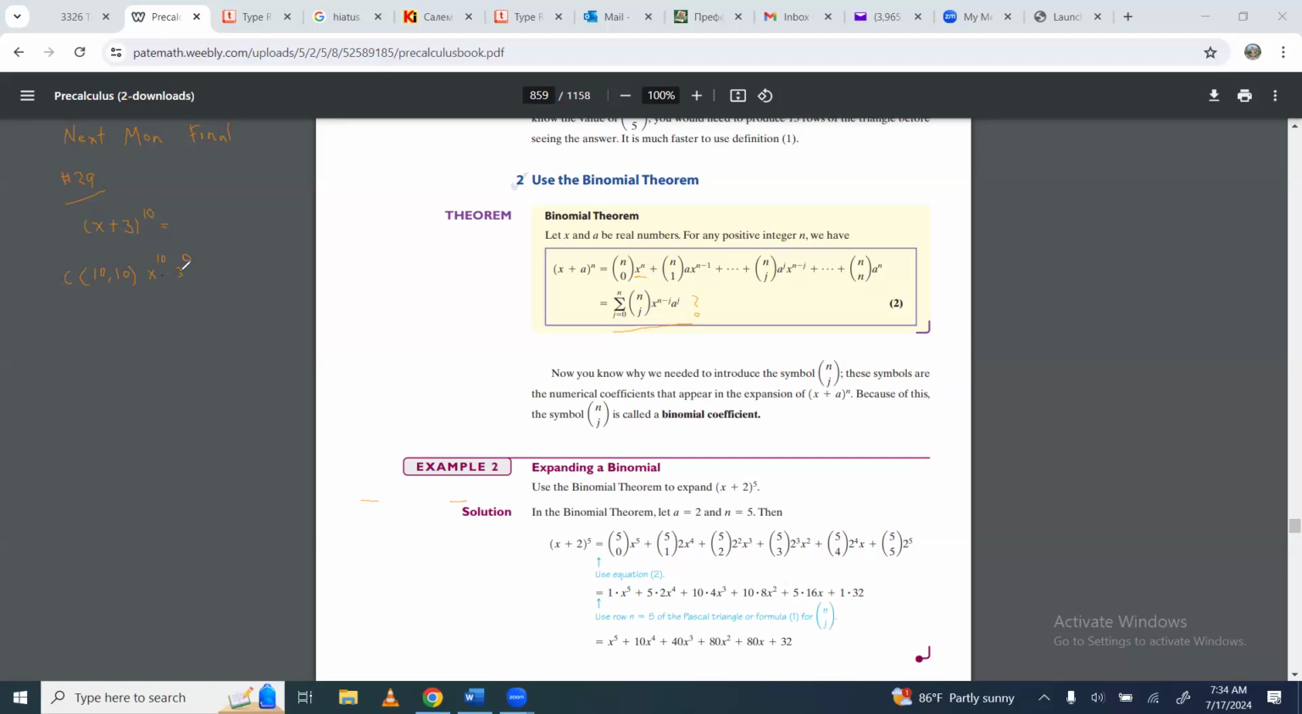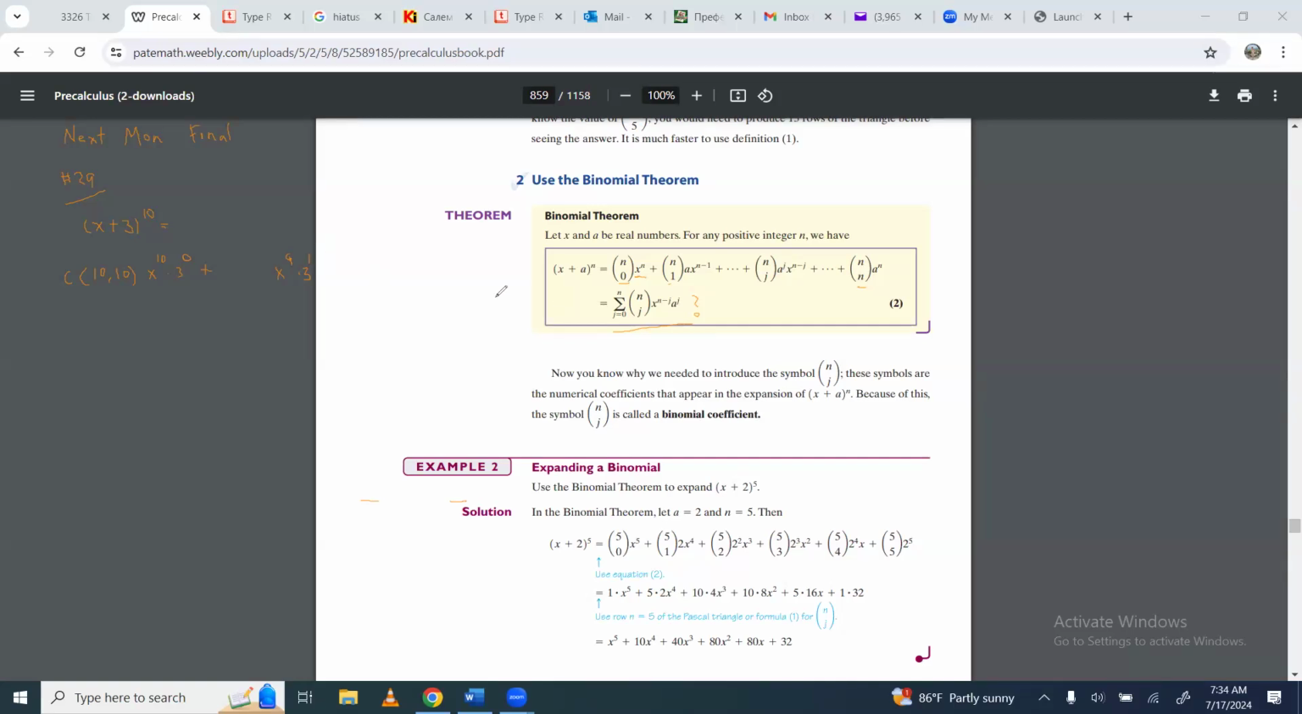Plus, notice that there'll be 11 pieces here. So we start at 0, then we go 1 all the way to the last one, which is going to be 10. So you have 1 through 10, there are 10, and then there's 0 as the 11th term. So the next will be dealing with x to the power of 9. And now 3, the other term, will be raised to the power of 1, because the sum of powers must be 10 all the time.